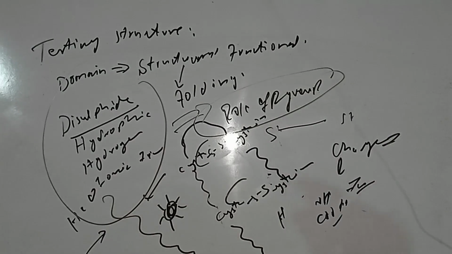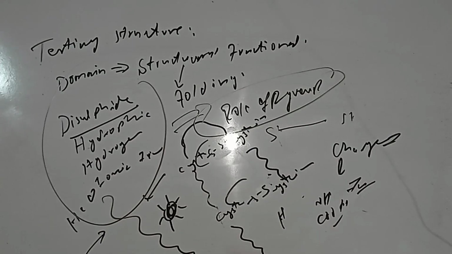R group can lead to the formation of disulfide bonds, hydrophobic interactions, and moreover ionic interactions. Hydrophobic interaction and ionic interaction are principally due to the R group of the amino acids. Okay, so that is protein folding. We can understand it better from the diagram.